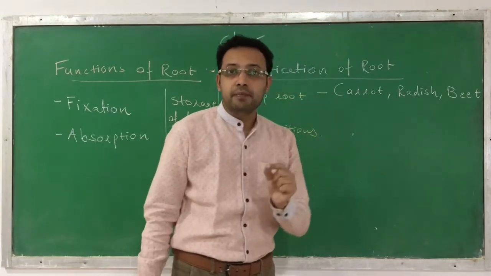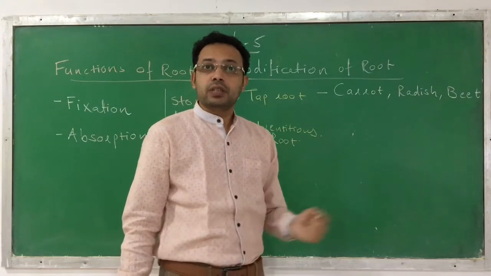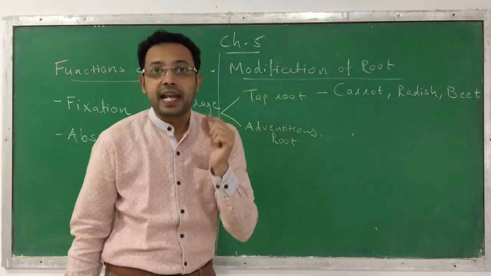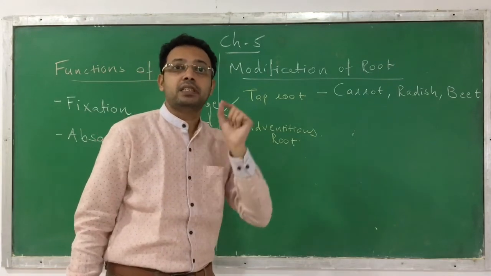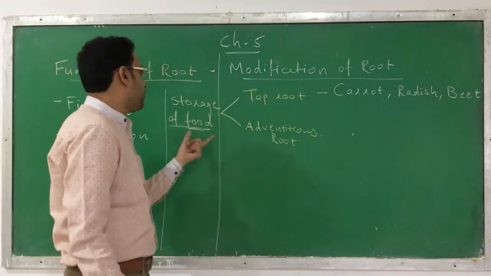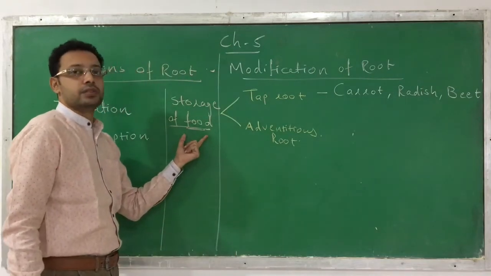Radish is an example of fusiform taproot. Here the shape is fusiform. And the beet is an example of napiform taproot. Its shape is needle-like. And all these are modified for this function, for storage of food.